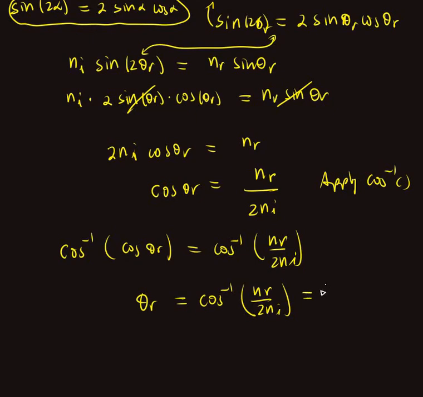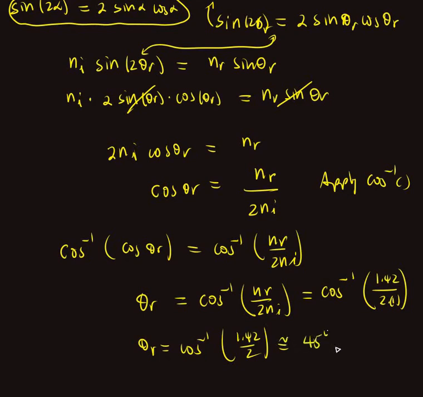Not the angle yet, but we have the index of refraction. Theta r is going to be cosine inverse of what? nr is 1.42 divided by 2 times 1, because it's the index of refraction of air, times 1. Theta r is equal to cosine inverse of 1.42 divided by 2, and if you do that, the angle is going to be 44.7, which is approximately 45 degrees.